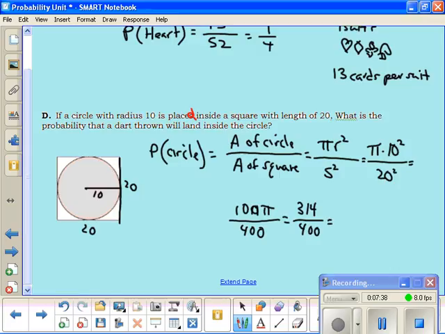And we could change that to a decimal if we like. And in doing so, we wind up with 314 divided by 400, 0.785. So the probability that if I throw a dart at random at this circle, it's going to land inside this circle, is 0.785. Okay, so what's the probability it's going to land outside the circle? It would just be 1 minus that, the probability outside the circle, but still inside the square.